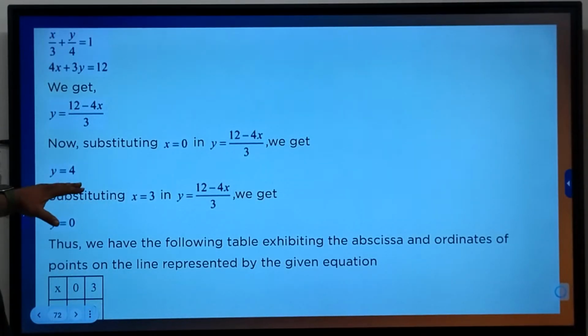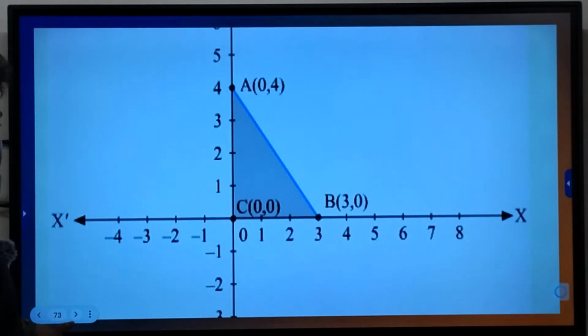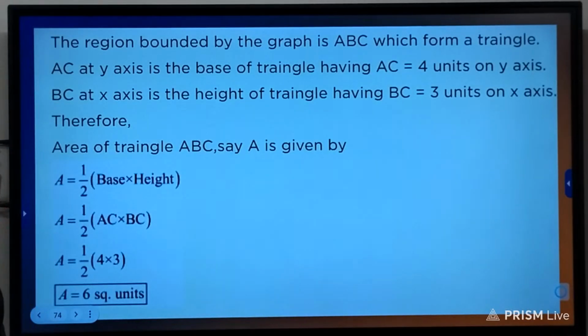Yes, they already have done this here. Yes, you can see it here. Okay, yes, 6 square units is the answer.